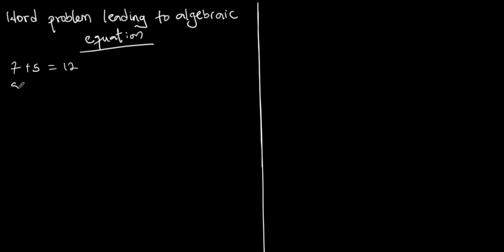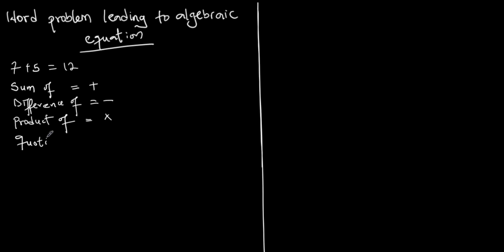Now, if you hear language such as sum of, it means you are to add. If you hear language such as difference of, it means you are to subtract. If you hear language such as product of, it means you are multiplying. If you hear language such as quotient of, it simply means you are dividing.